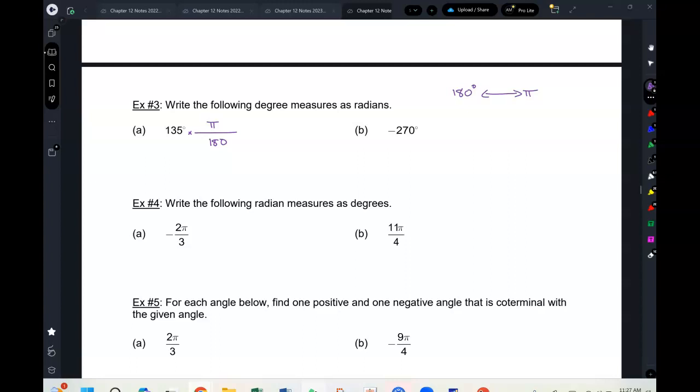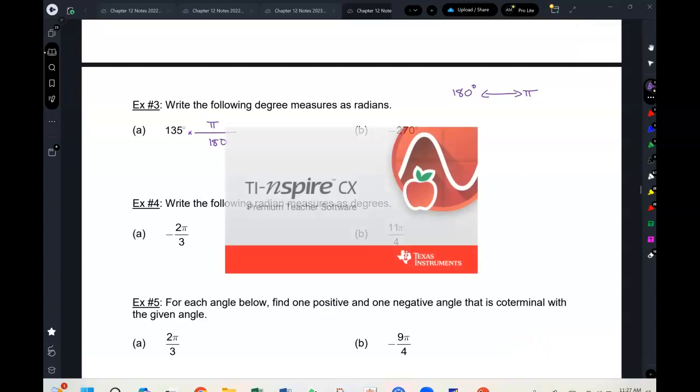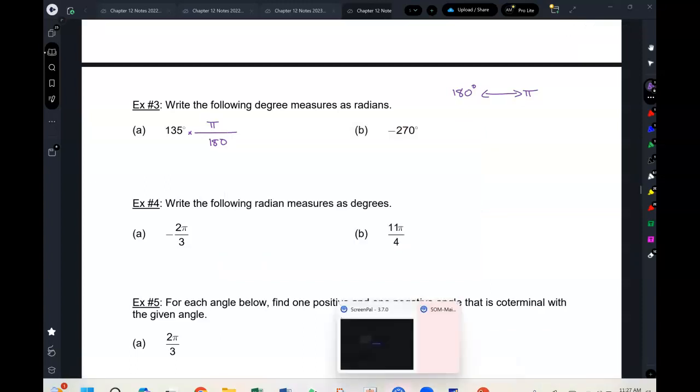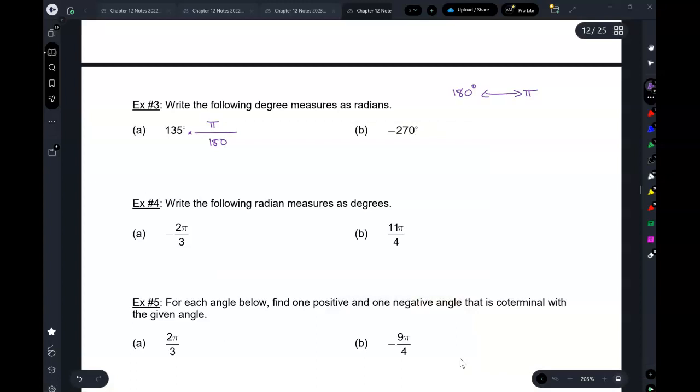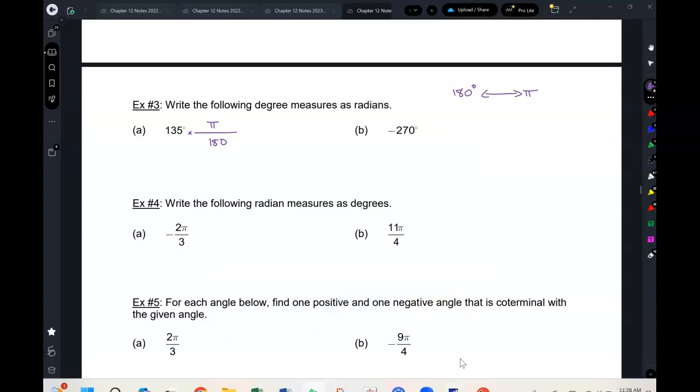Now go ahead and put that into your calculator, but you want to get a fraction. So you know what you're going to put in your calculator? Just 135 over 180, and you want to make sure you get a fraction. Not the pi. Leave the pi alone. 3/4. So this will be 3 pi over 4.